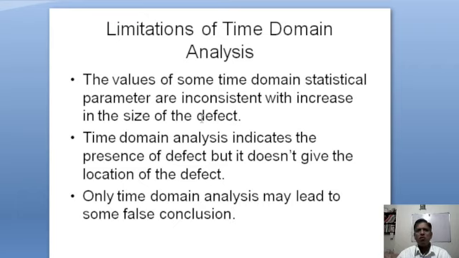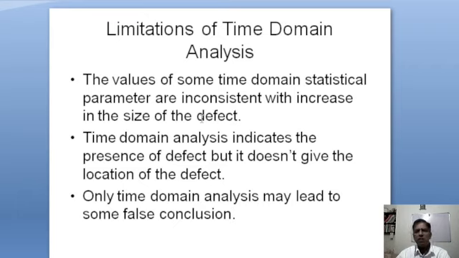The other limitation of time domain analysis is that it only indicates the presence of fault in the machine, the presence of fault in the signal, but it doesn't give the exact location of the fault. So this is another big limitation of time domain analysis. So it only gives the presence of fault. I will give an example.